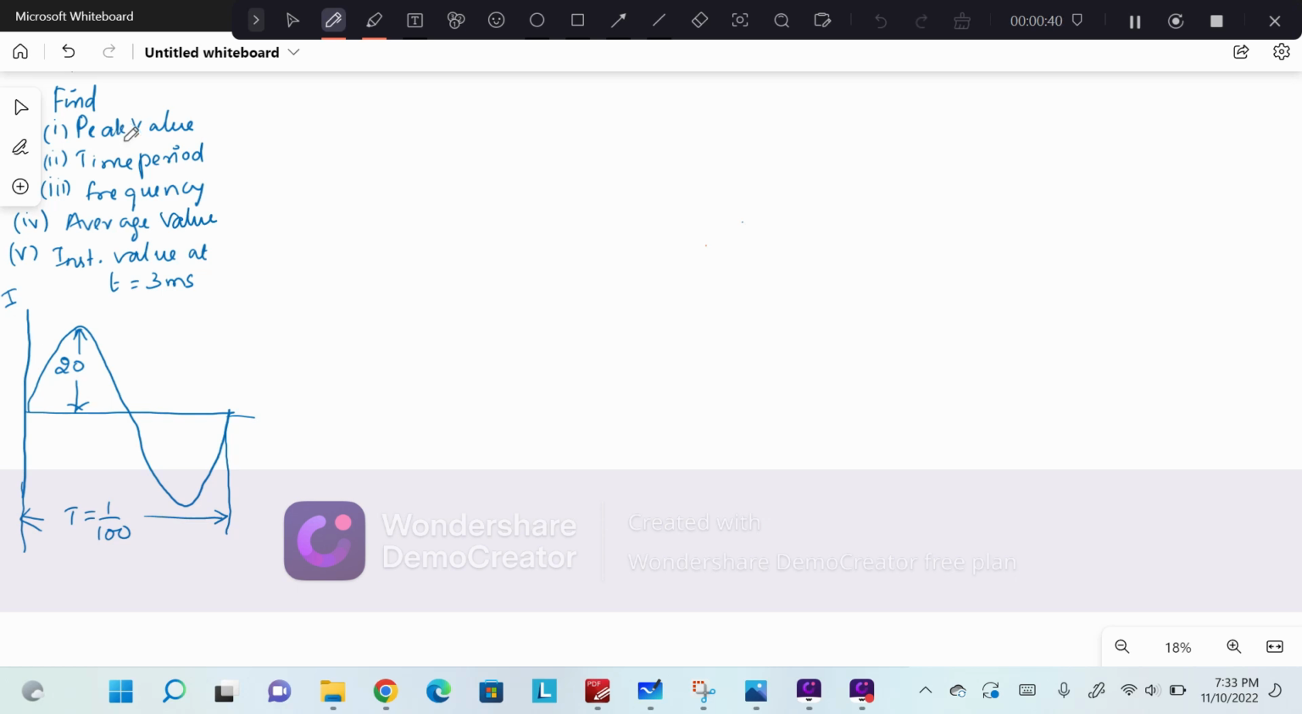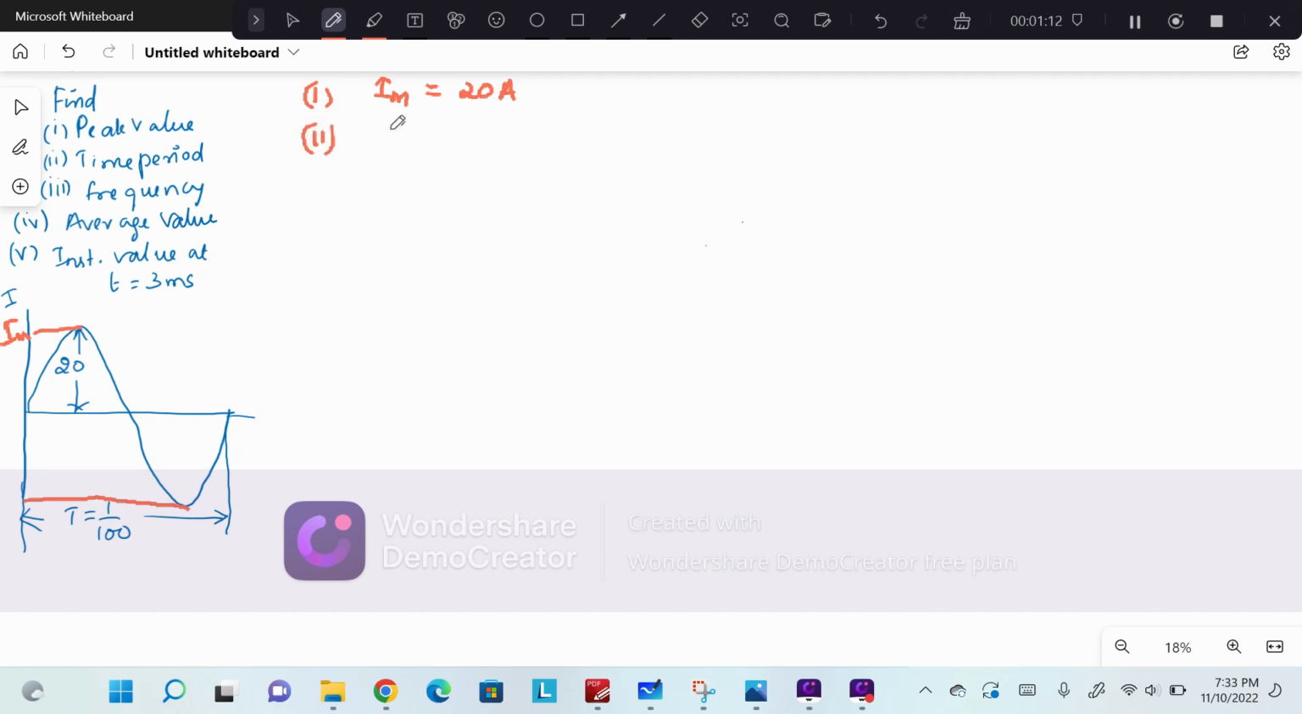So you know that this is an alternating quantity. So the peak value of this alternating quantity is given like this. Since this is the current waveform, peak value is marked as Im. The peak value, that is Im, is given in the numerical itself as 20 amperes.